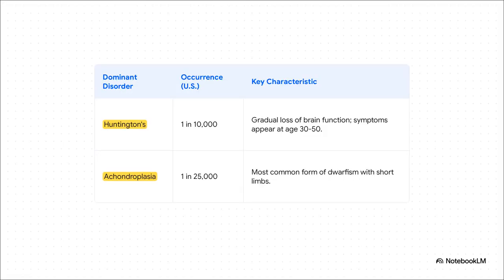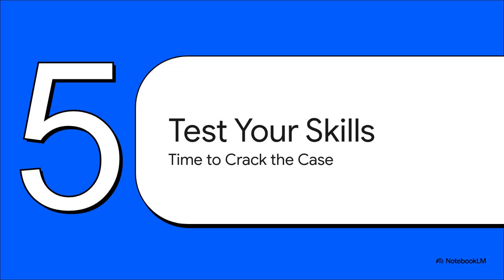And here we have some classic dominant disorders. Huntington's disease is a really tragic example where symptoms don't even show up until later in life. In a pedigree for Huntington's, you'll see it never skips generations. If a person has the disorder, one of their parents absolutely must have had it too. All right, you've learned the rules, you've seen the examples, now it's your turn. Let's put that newfound knowledge to the test and see if you can crack a few cases.